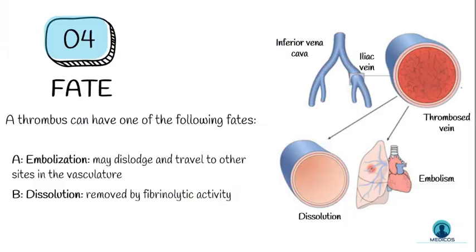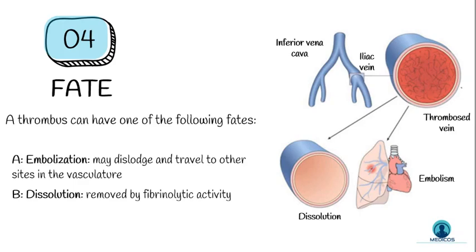And when it comes to the fate of thrombus, a thrombus can have one of the following fates. The first one is embolism. A thrombus may dislodge and travel to other sites in the vasculature. Such a traveling thrombus is called an embolus, and it might obstruct a vessel and can eventually lead to infarction of an organ. And we will discuss embolism and infarction in another video.